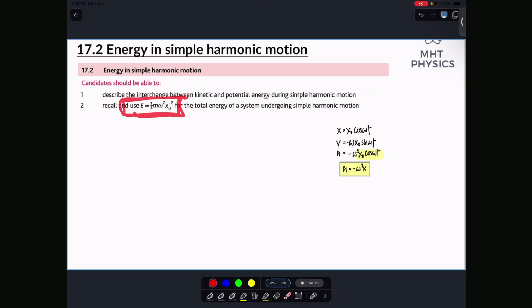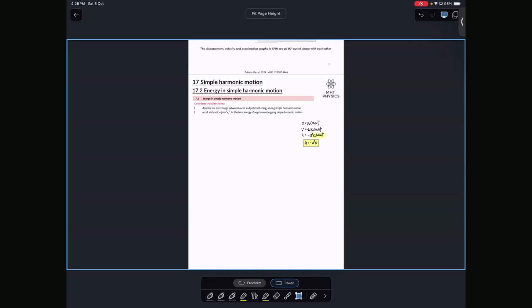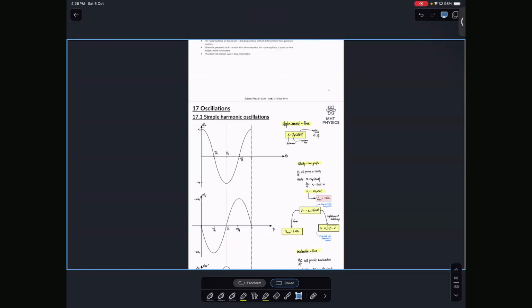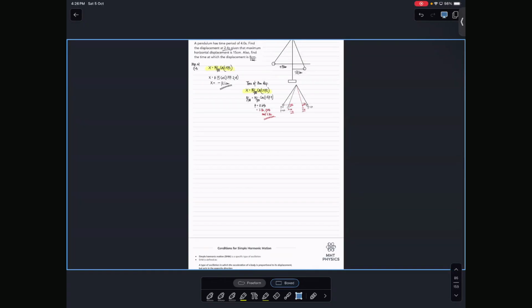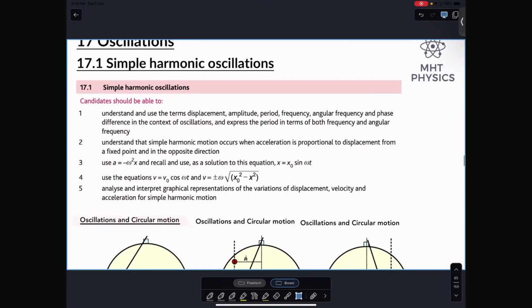I'll derive it for you, but there's this equation out there. So we need to look into simple harmonic motion from the energy point of view. How does energy interaction take place? Before I start, I just want to show you this. We are done with the first part, so I just want to do a checklist here. Understand the terms displacement, amplitude, period, frequency, angular frequency, phase difference.